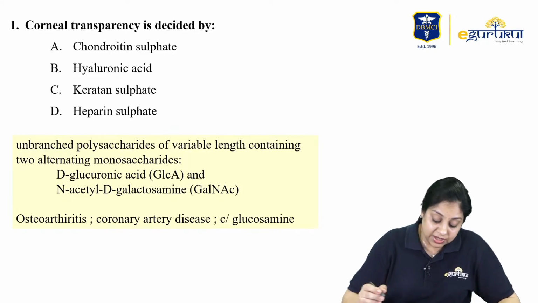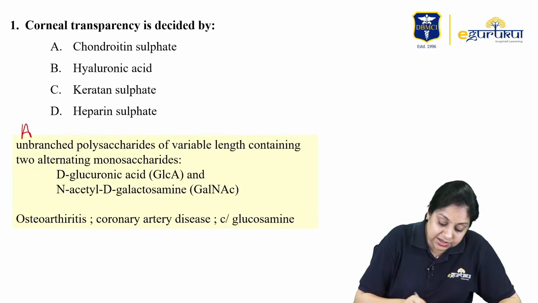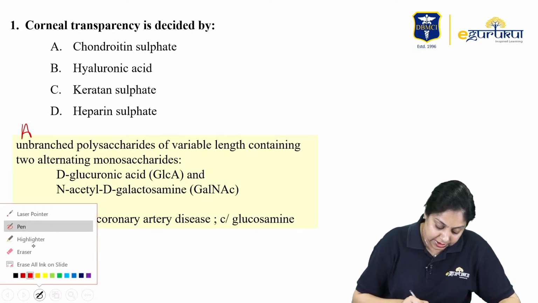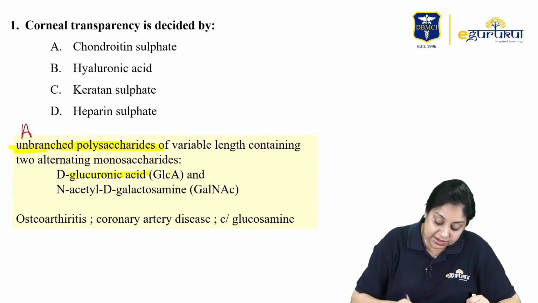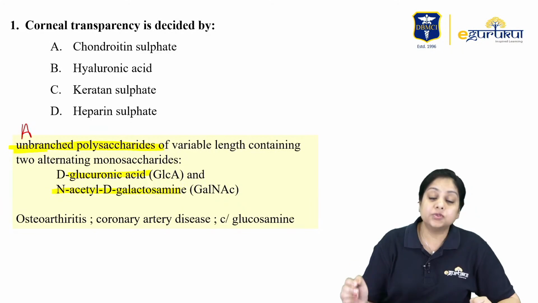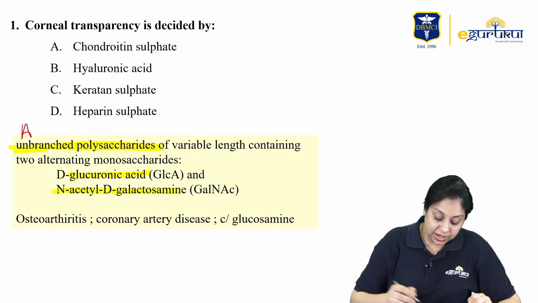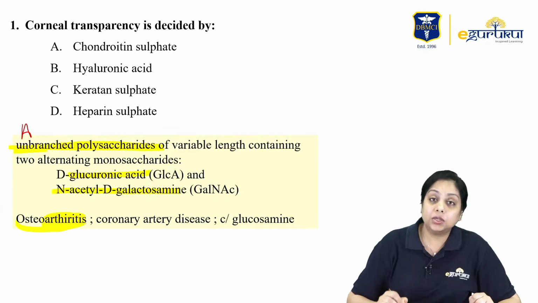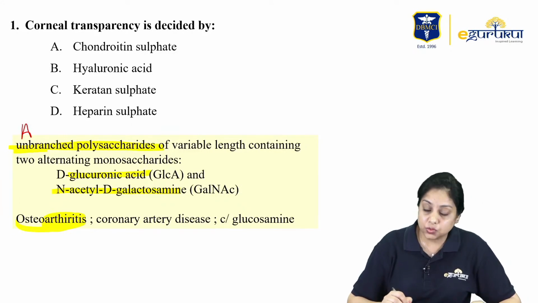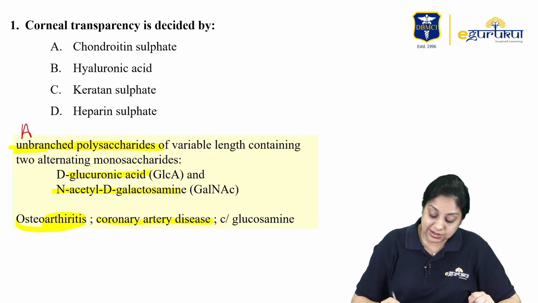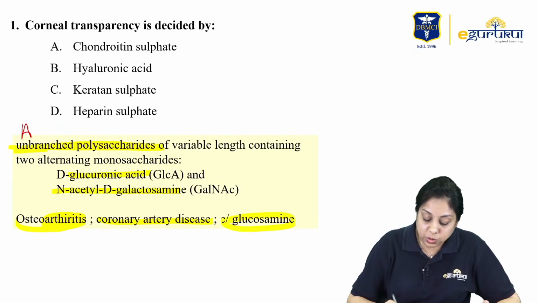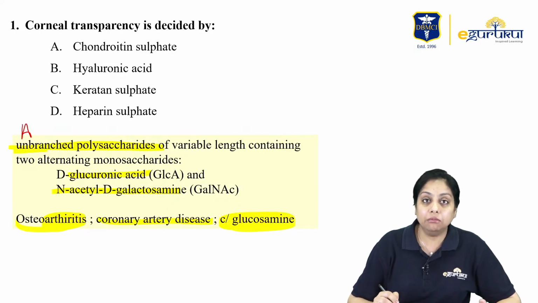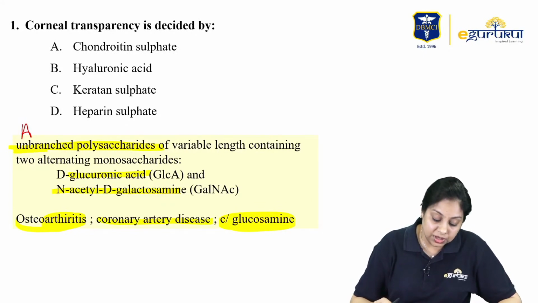Okay, the chondroitin sulfate, right? Chondroitin sulfate is what? It is an unbranched polysaccharide of variable length, which has what? Glucuronic acid and N-acetyl galactosamine, and it is responsible for what? It is participating in arthritis. If it is deficient, it gives rise to osteoarthritis and heart diseases, right? And there are dietary supplements out there in the market usually prescribed with glucosamine. Okay, so that is chondroitin sulfate. So definitely it is obvious it is not related to the corneal transparency.